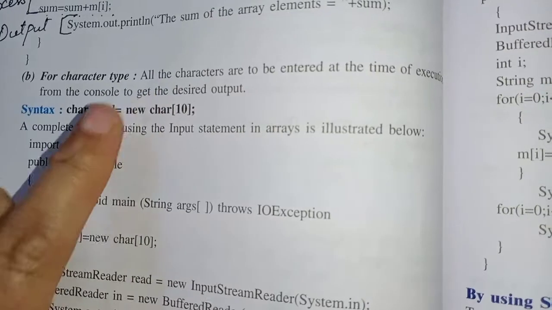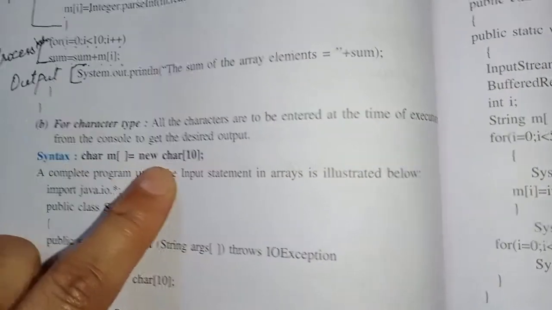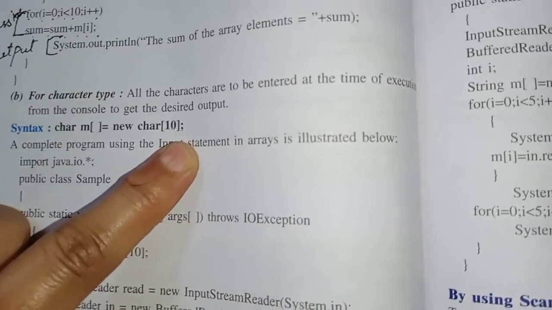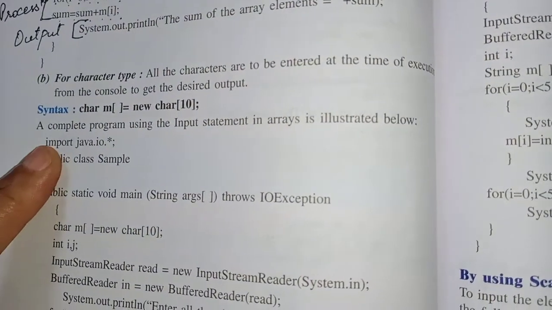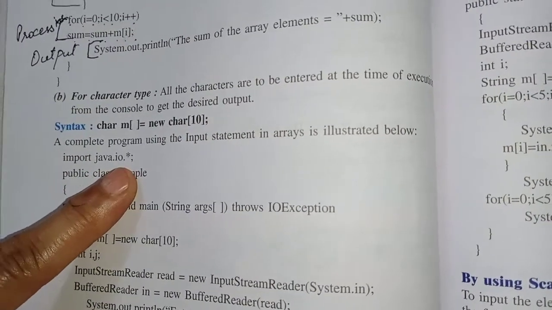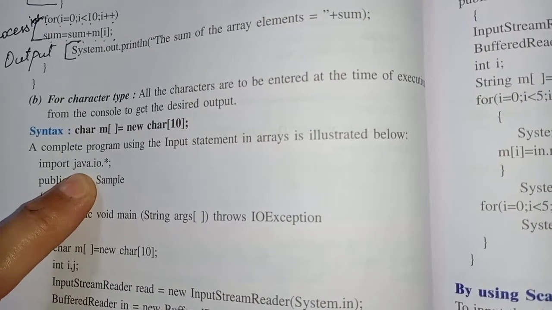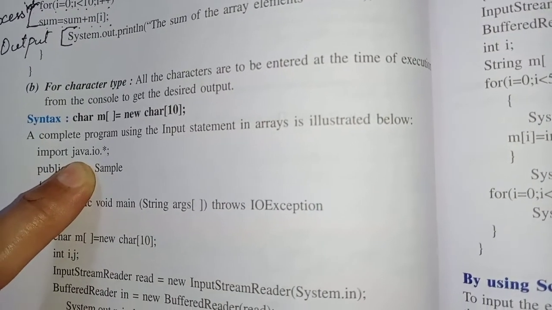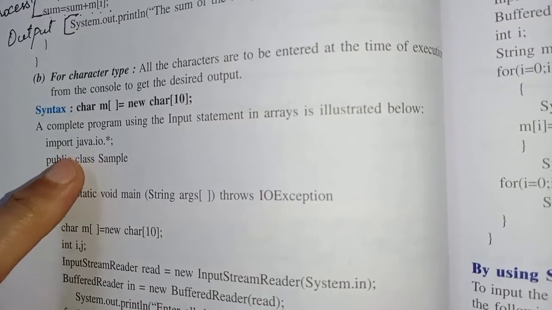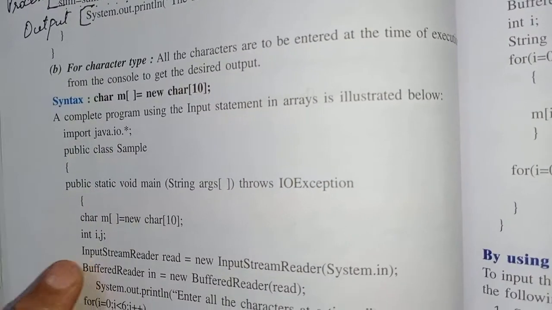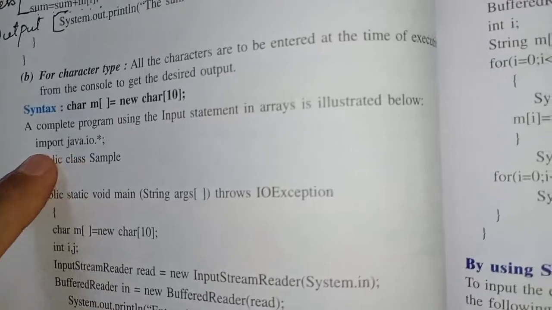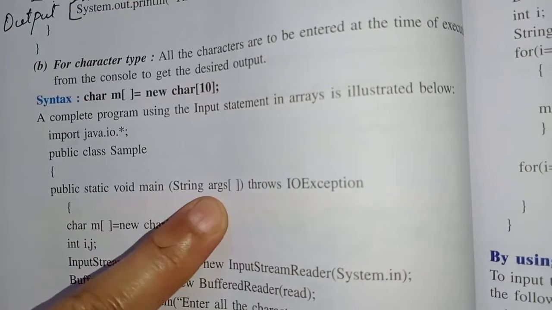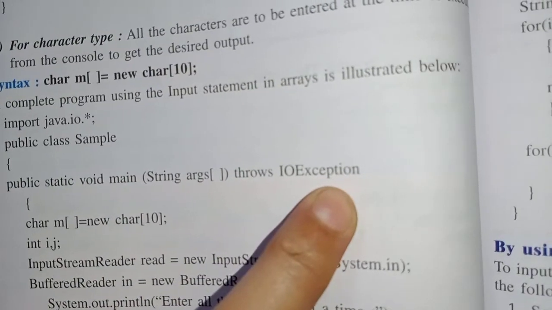In the same way, character type. For character type we can write here char m is equal to new char 10. So we can also accept characters through input stream reader. See one sample program given: import java.io.*. You are already familiar with this. For input stream reader we have one package, java.io, that we always need to import before using it. So import java.io.*, public class sample, public static void main string args, with throws IOException.